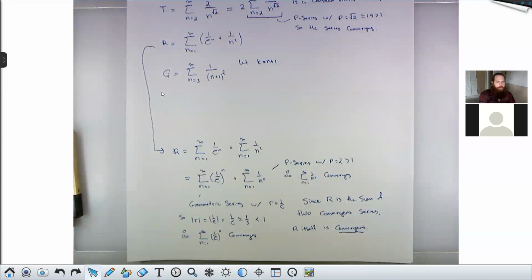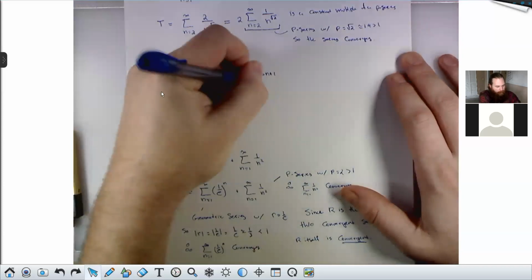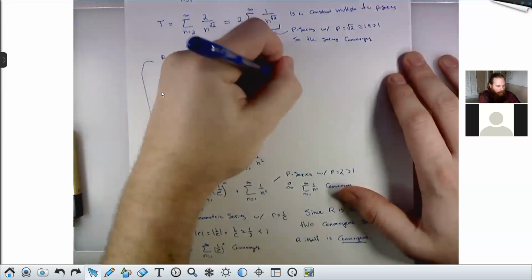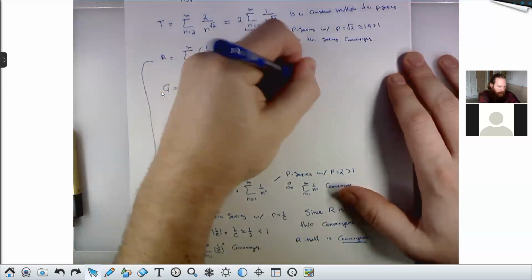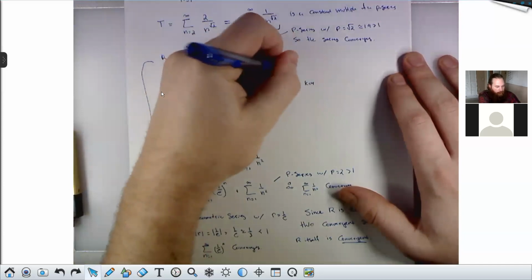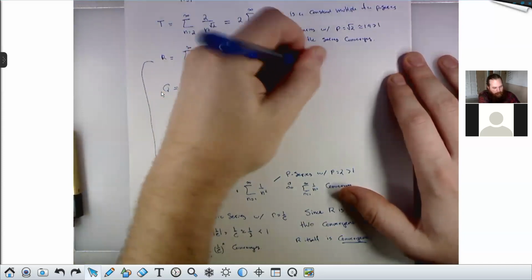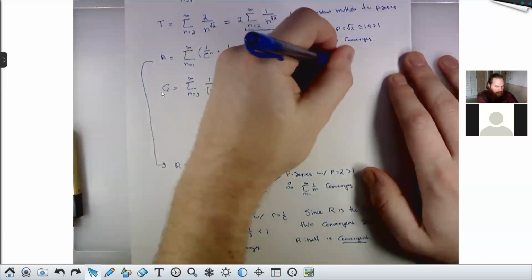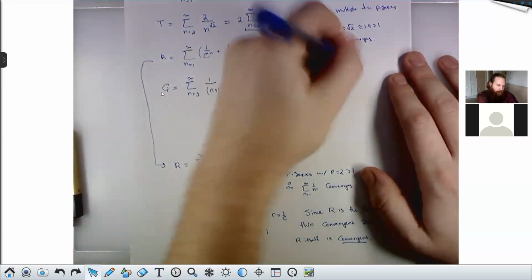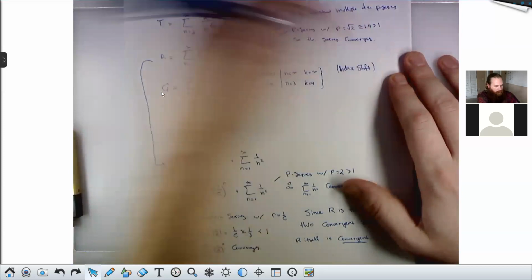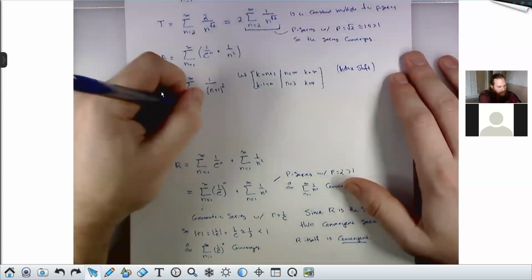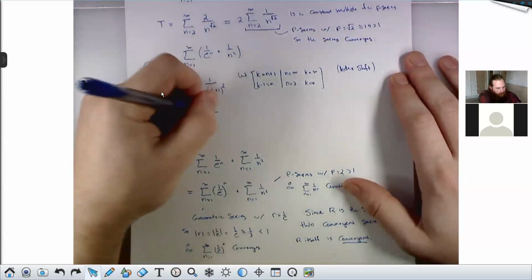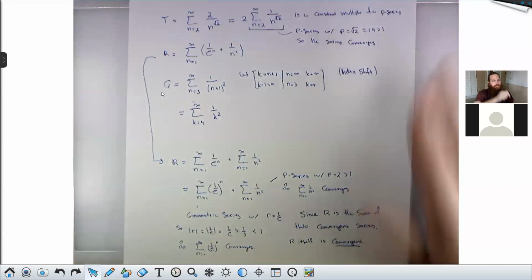If I let k be n plus 1, then k minus 1 is equal to n. I also have to change my bounds. When n is equal to 3, k is equal to 4. When n is equal to infinity, k is equal to infinity. And if I make this little u sub called an index shift, then I see that Q is the same as the series sigma k equals 4 to infinity 1 over k squared. That is a p-series.